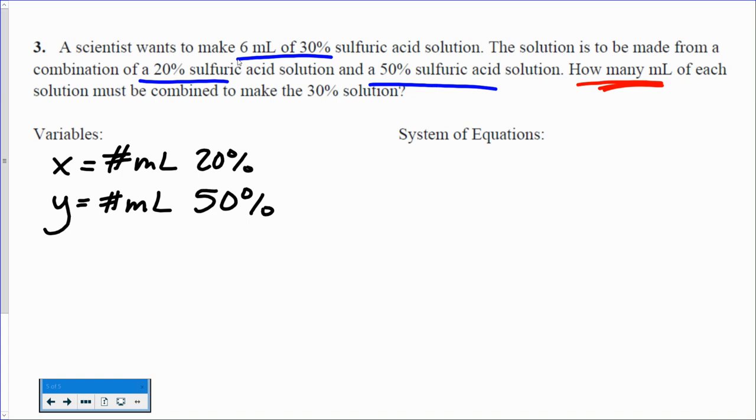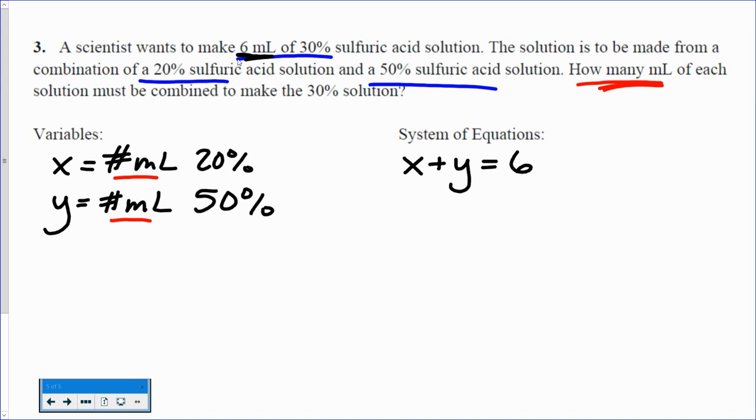Okay, so we're going to use X and Y then to set up our two equations. If we're wanting to make 6 milliliters, and these represent the number of milliliters, I can add X and Y together to get the total of 6. Very typical first equation in these solution problems with all these percentages.